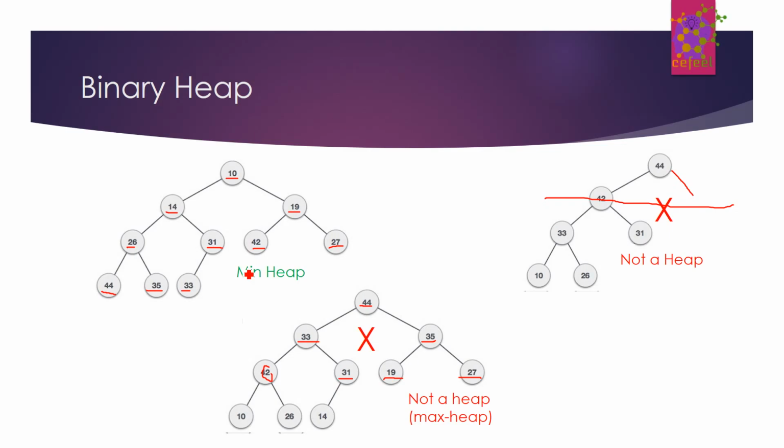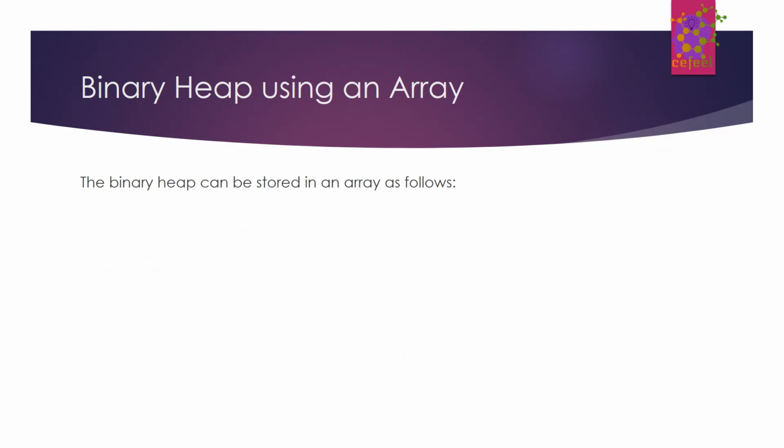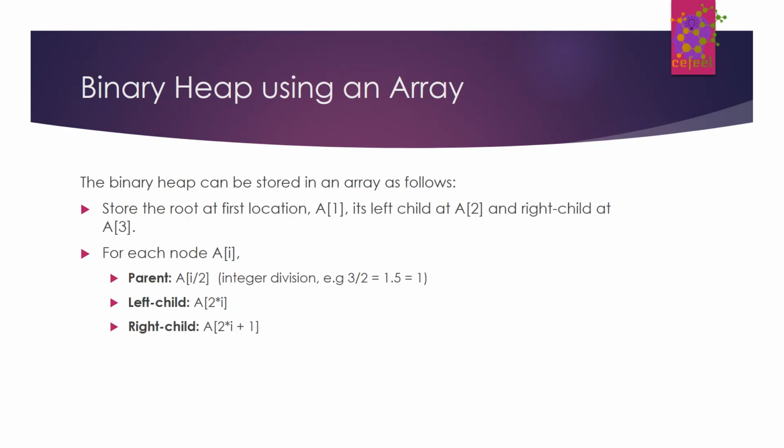Okay, cool. So now let's see how we can implement a binary heap using a simple array data structure. It's actually fascinating to know that a binary heap, or a tree-like structure, can be easily represented using an array. So the way to do it is to just start first with the root. Store the root at the first location, which means A1. The first element of the array stores the root.